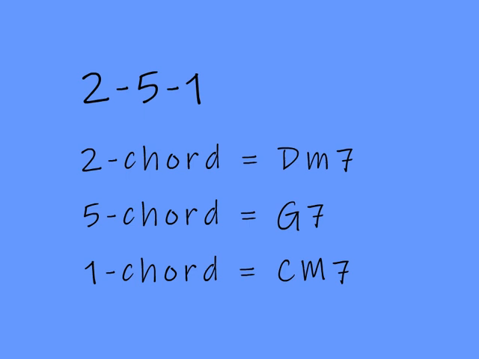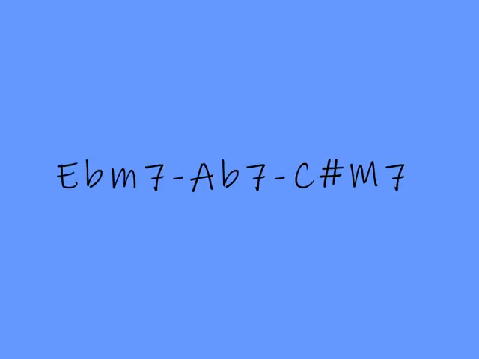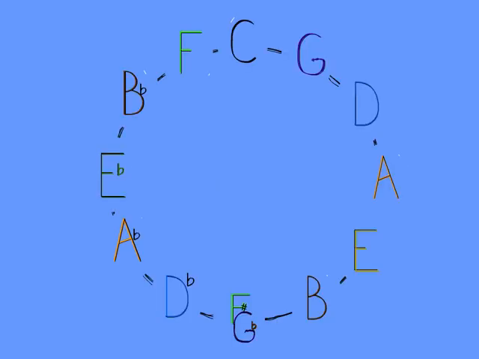4-note chords are commonly called 7 chords for obvious reasons. The 2-5-1 chord progression is everywhere. It sounds like this. But why is this progression so satisfying to hear? Maybe we can get a clue from the circle.